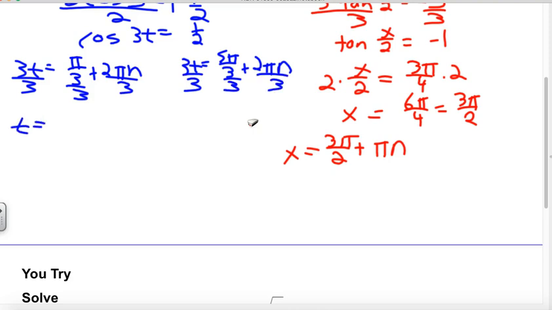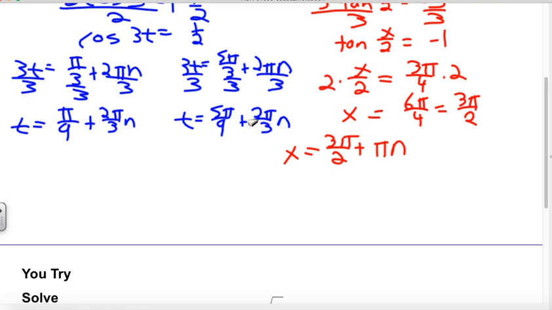So t is going to equal pi over 9, which is what we had a minute ago, but this part you have to have 2 pi over 3 times n. And then over here you've got 5 pi over 9 plus 2 pi over 3 times n. The only difference I wanted to show you was that you've got to divide the 2 pi n by the number, or multiply it by the number that you're dividing and multiplying by on these types of problems.